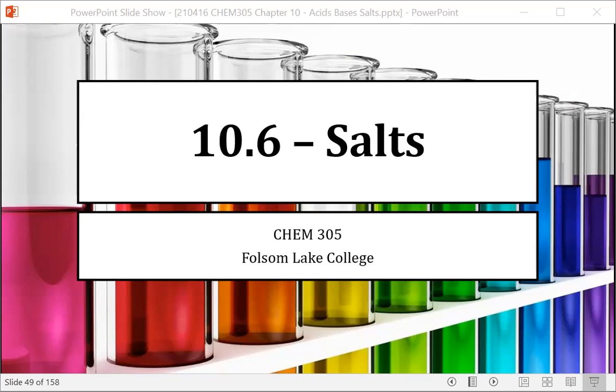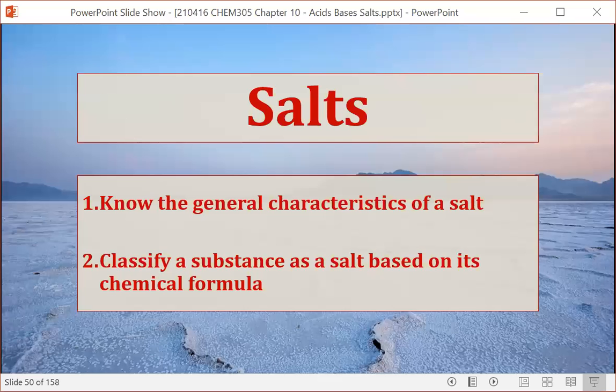Welcome back. We are continuing chapter 10 with section 10.6 on salts. So some learning objectives for this section are that we'd like you to know the general characteristics of a salt and then classify a substance as a salt based on its chemical formula.